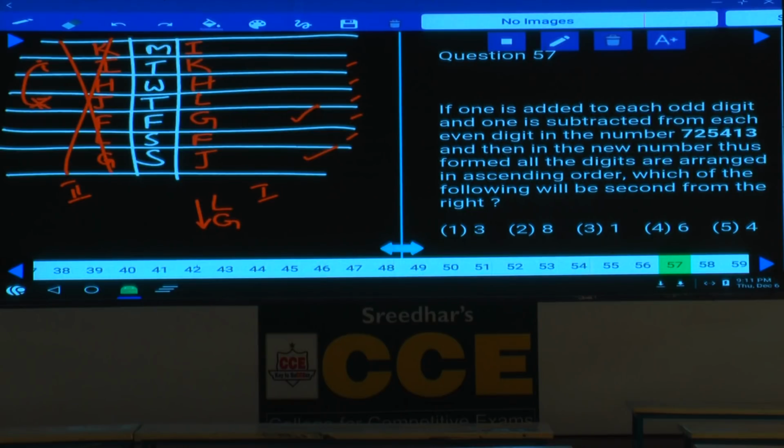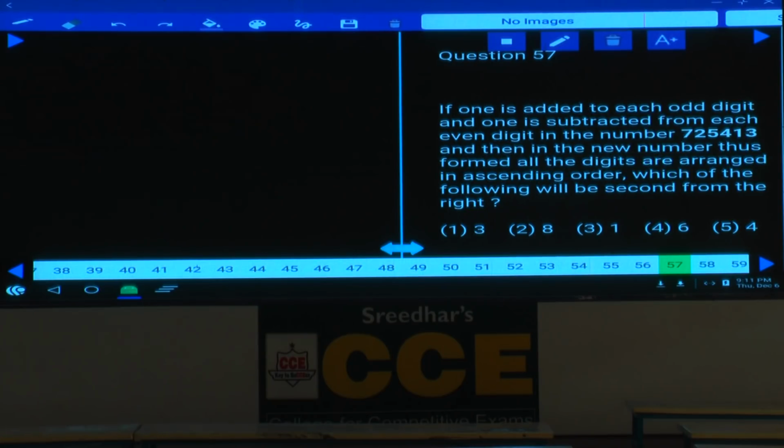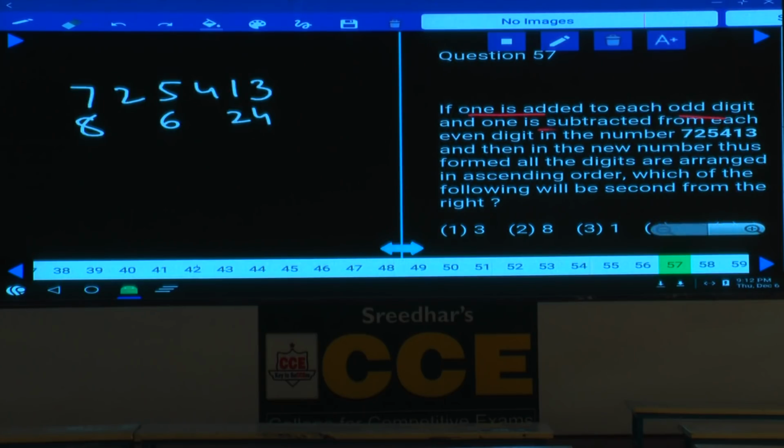Then question number 57. Now in this question number 57, 1 is added to each odd digit. Yes, what is the number here? The number is 725413. Now in this one, 1 is added to each odd digit. 1 is added means this will be 8, 6 and this will be 2 and 4. And 1 is subtracted from each even digit. 1 is subtracted means this is 1 and this will be 3.